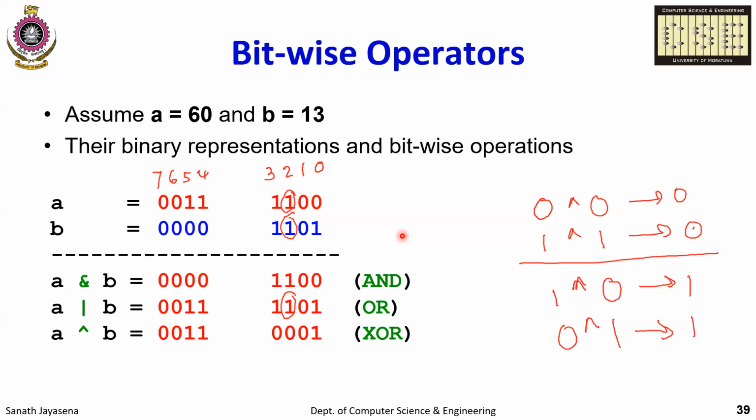So when the two operands have the same value, 0, 0, 1, 1, like that, the result is 0. And when you follow all these things with individual bit positions, you will get this particular result for exclusive OR. Okay? You can check again yourself whether these things are correct. All right, so let's proceed.